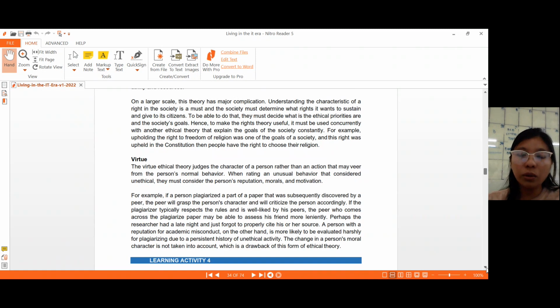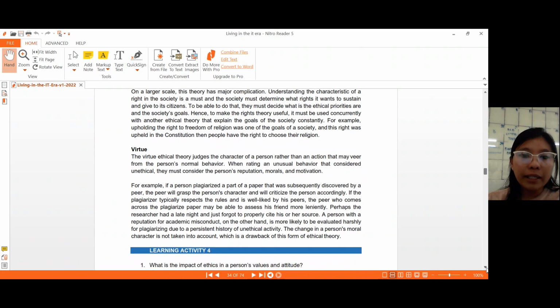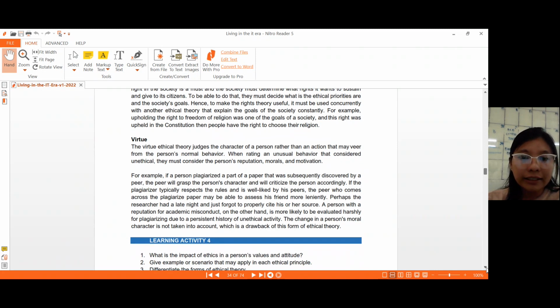And lastly, virtue. The virtue ethical theory judges the character of a person rather than an action that may veer from the person's normal behavior. So when rating an unusual behavior that is considered unethical, they must consider the person's reputation, morals, and motivation. For example, if a person plagiarized a part of a paper that was subsequently discovered by a peer, the peer will grasp the person's character and will criticize the person accordingly.